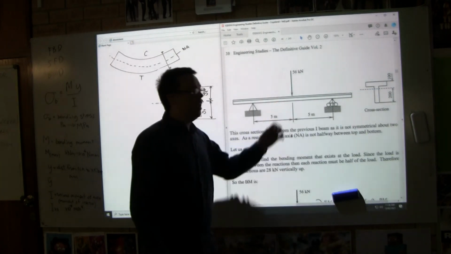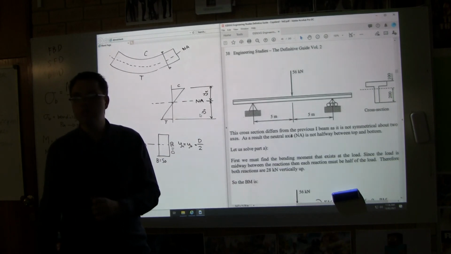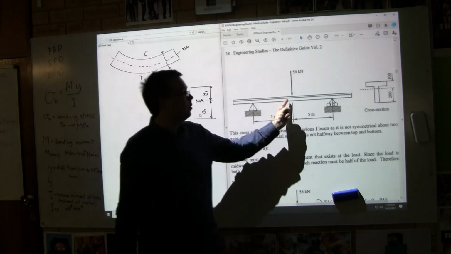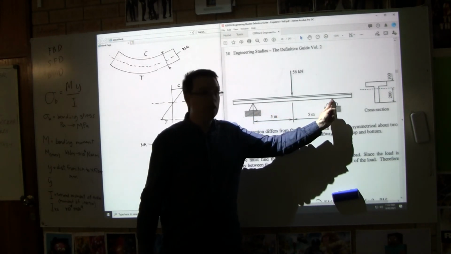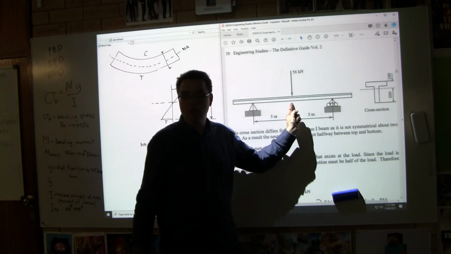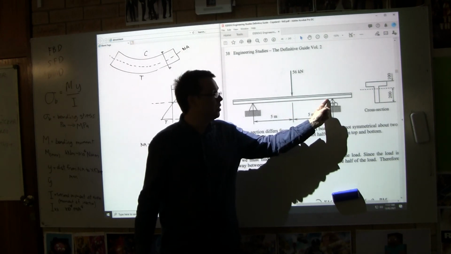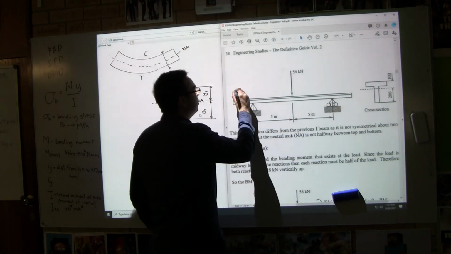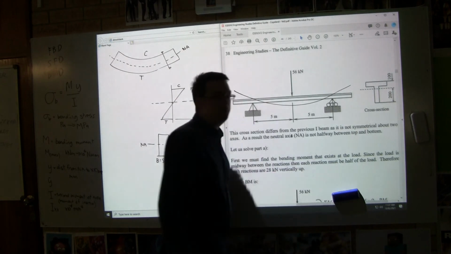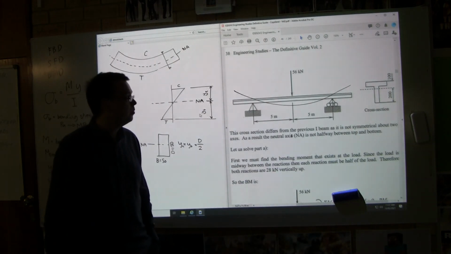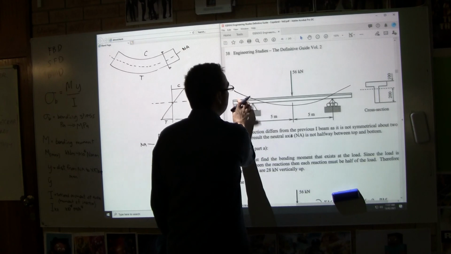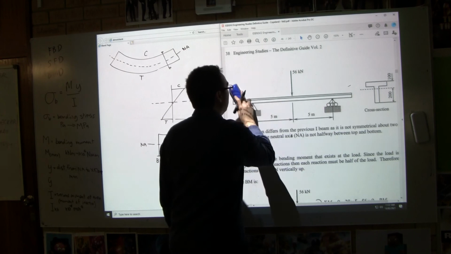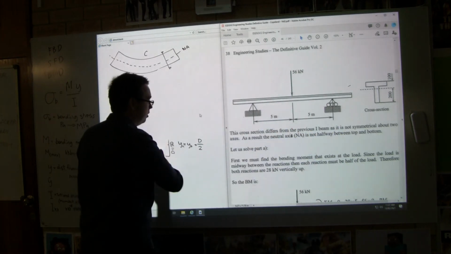Our question says determine the bending stress in this beam. In which case, we want to find the maximum bending stress, because bending stress is going to be different from here to here to here. We're going to have maximum bending stress at this location, and no bending stress at that location. If we imagine what the deflection is going to look like, that's how this beam is going to deflect. There's just no stress or bending at all happening past that location, not for a simply supported beam.